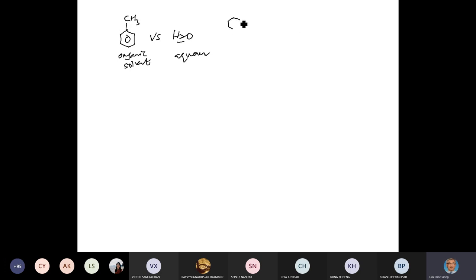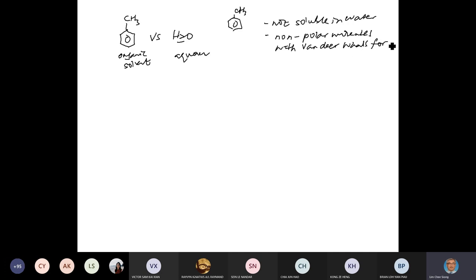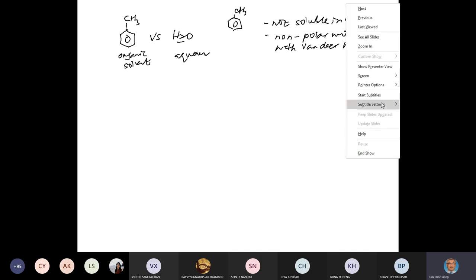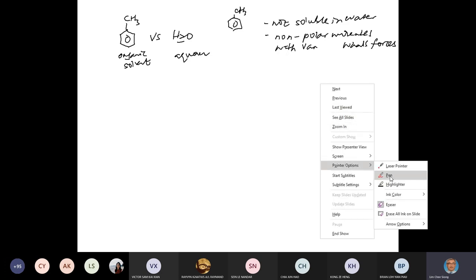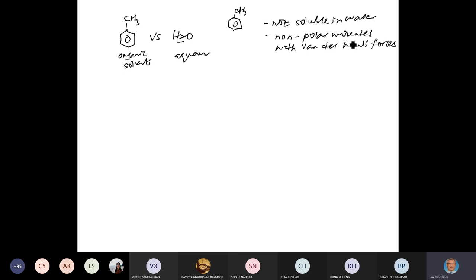Okay, first one is, this is toluene. Toluene which is not soluble in water. And secondly, why? Because it's considered a non-polar molecule. Since it's a non-polar molecule, it should be attached with Van der Waals forces.